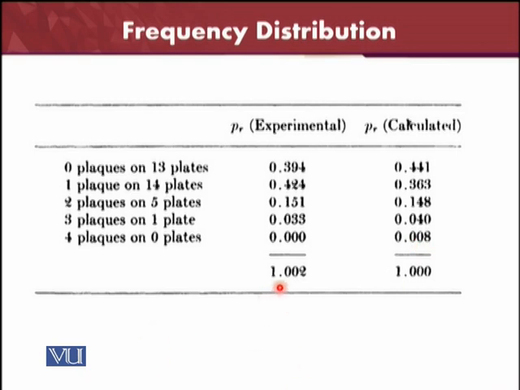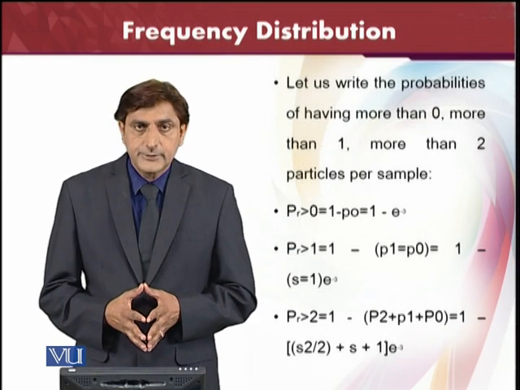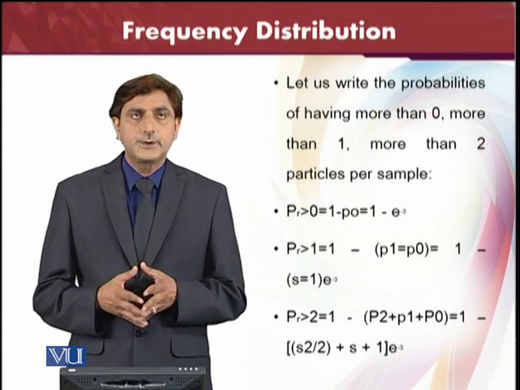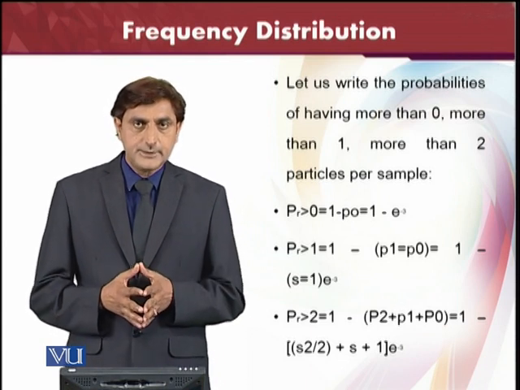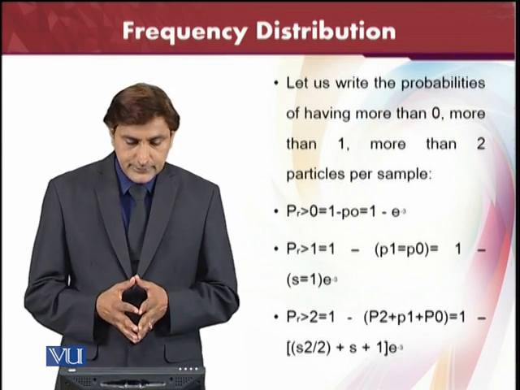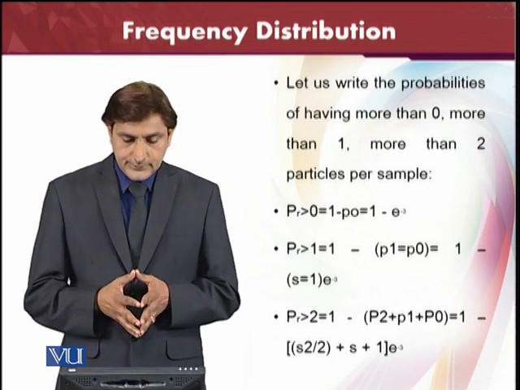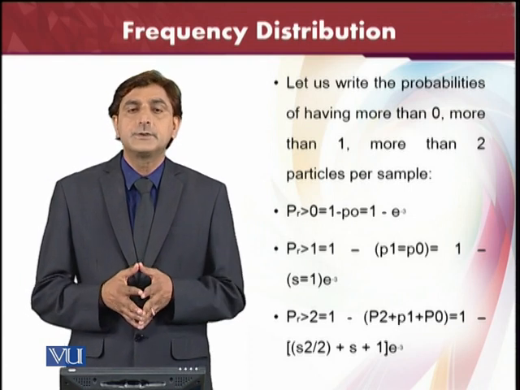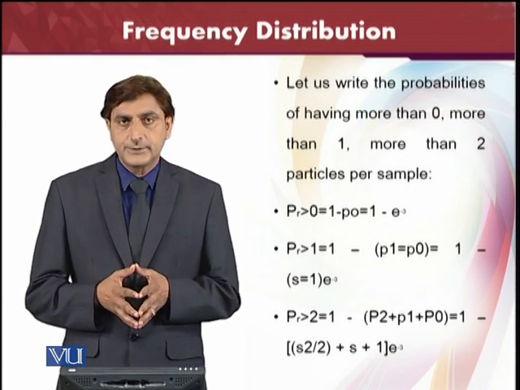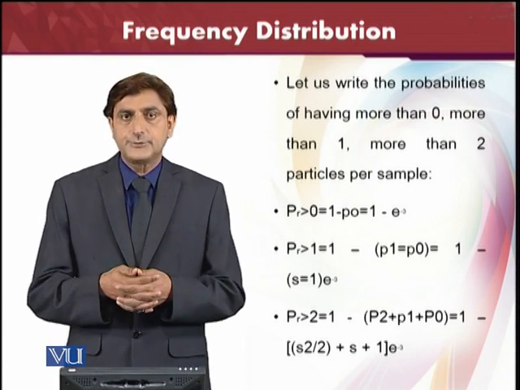And then the experimental, if we make it cumulative, it will be 1.002, and it is totally 1. It is the frequency distribution. And now let us calculate the different probabilities of having more than 0 or more than 1 particles, or more than 2 particles, of the phage distribution.